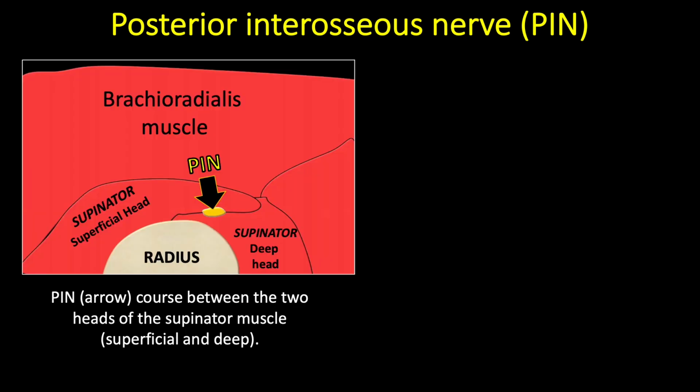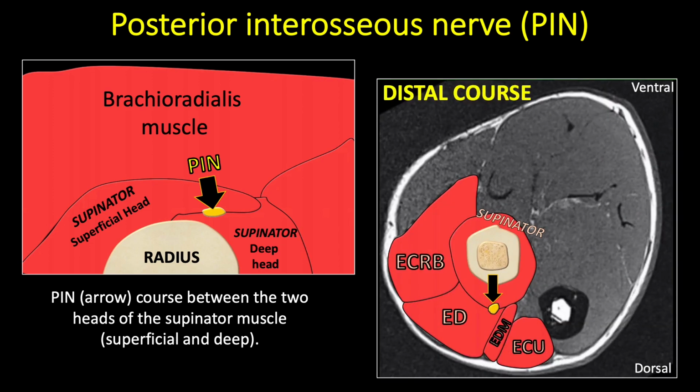This cross-sectional image on the left better shows the course of the posterior interosseous nerve, which is here pointed with an arrow, at the level of the elbow, between the two heads of the supinator muscle, the superficial head and the deep head. At this point, the brachioradialis muscle is located superficially on a more ventral aspect. The second image, now shown on the right side, depicts the course of the posterior interosseous nerve after the radial tunnel on a more distal aspect.